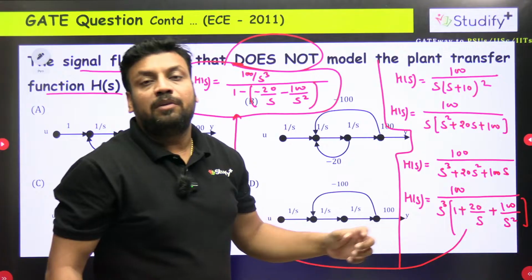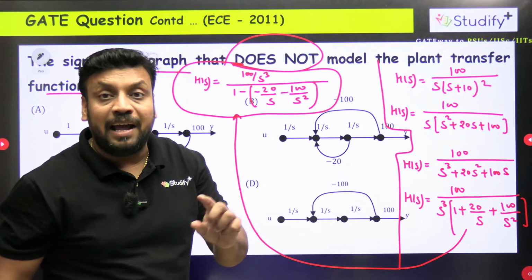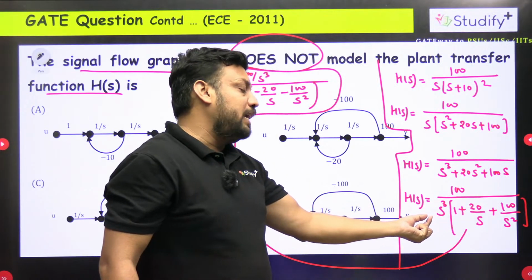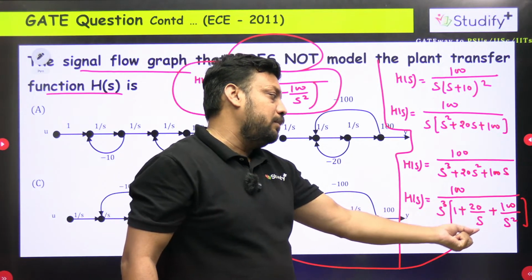Because I want to convert it into DAL form. I want to generate DAL in the denominator. So that is why I took s cube outside the bracket. So what is left inside? 1 plus 20 by s plus 100 by s square.